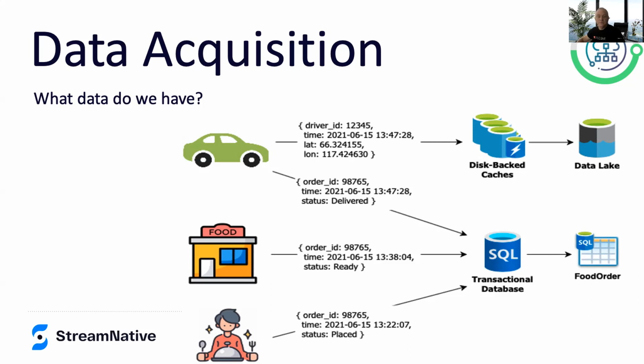So all that goes into 2 large data sources. We have a data lake, some caches in front of that to do real-time analytics on the driver positioning. And we use that also to feed the user interface. And then there's a transactional database that can track the food order itself.